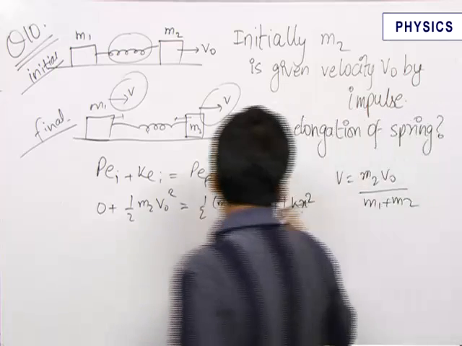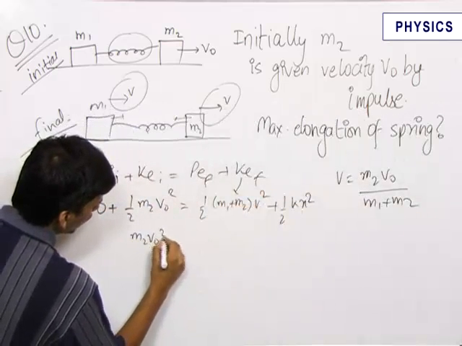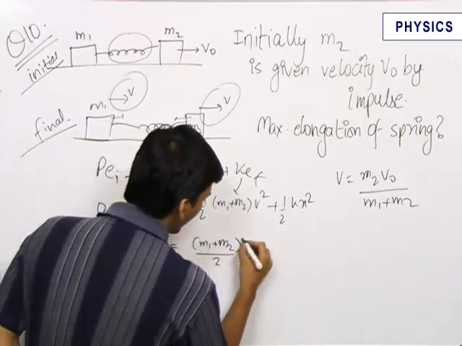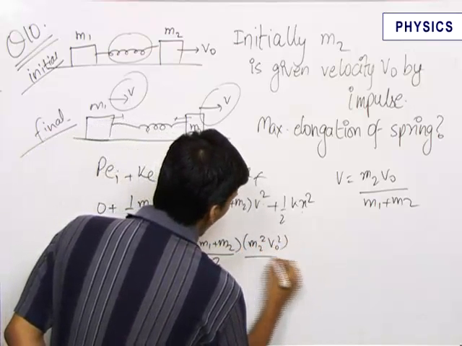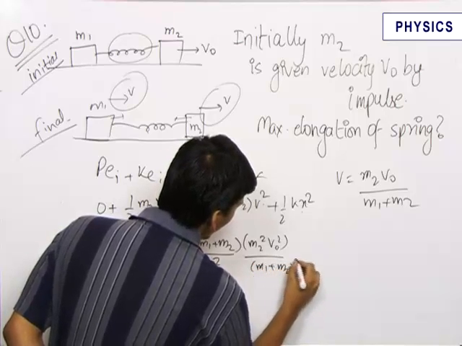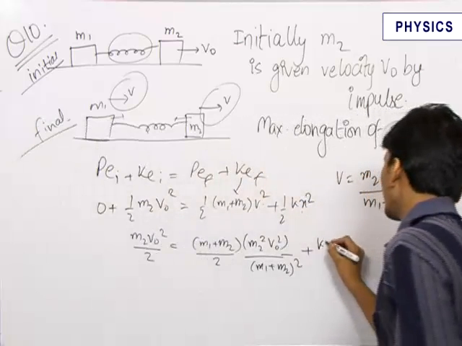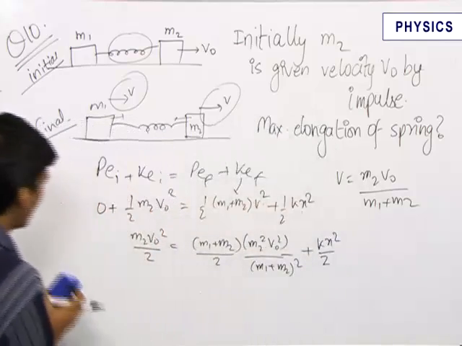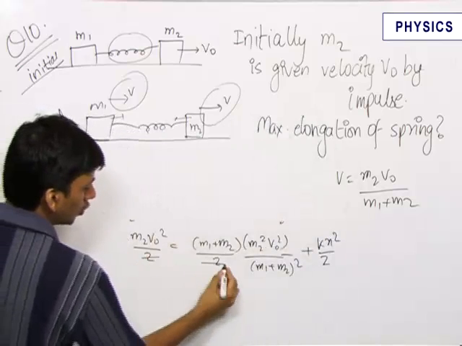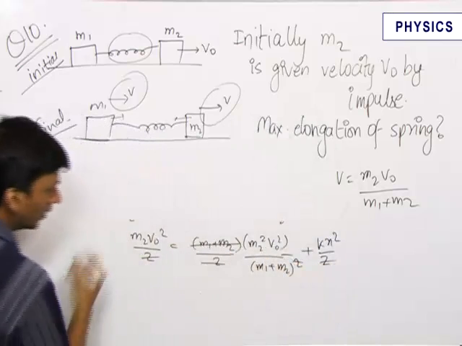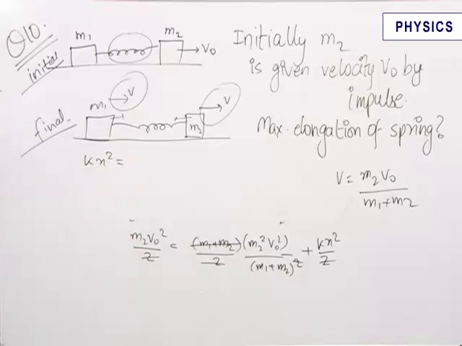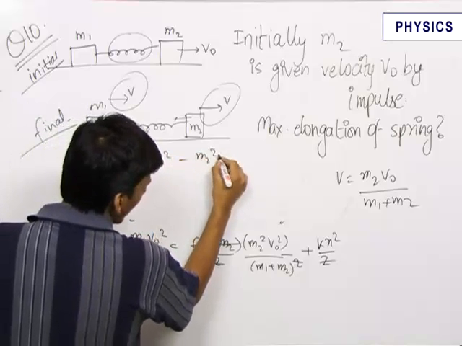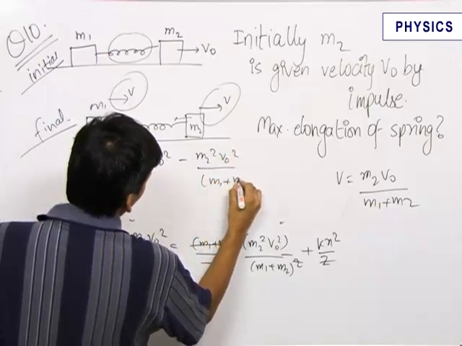We now know the value of v and we can feed it here. m2 v0 square upon 2 is equal to (m1 plus m2) upon 2 into v square, that is m2 square v0 square upon (m1 plus m2) whole square, plus k x square by 2. So while we solve here, we get that k x square, we can cancel 2, 2, 2 and m1 plus m2 from here. We get k x square is equal to m2 v0 square minus m2 square v0 square upon (m1 plus m2).